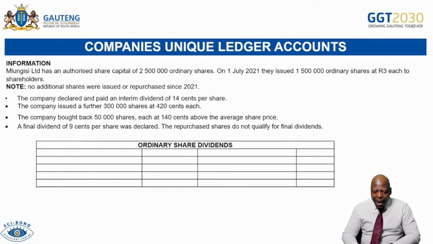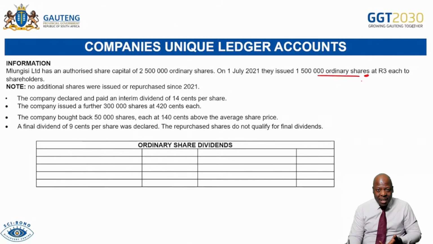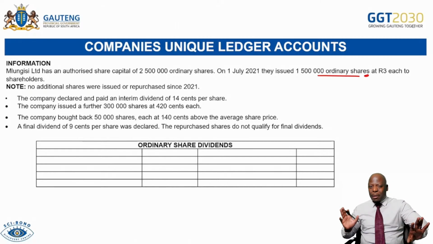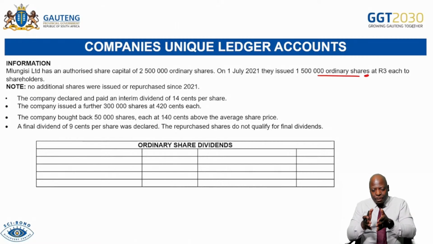Lungisa Limited has an authorized share capital of 2.5 million ordinary shares. On 1 July 2021, they issued 1.5 million ordinary shares at R3 each to shareholders. So you can see here, once we talk about dividends, we have to look at the number of shares, because dividends are paid to shares. So you cannot separate these two. They come together.